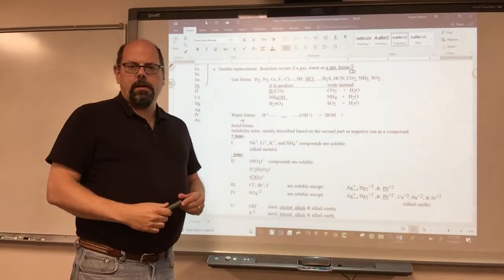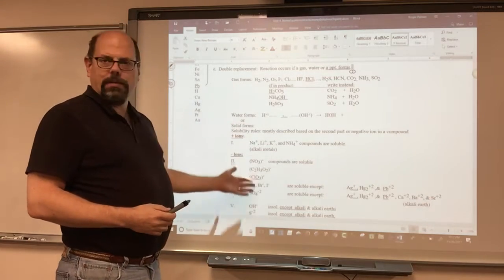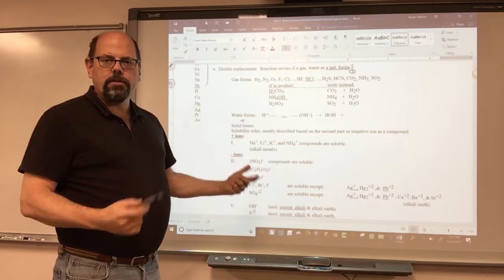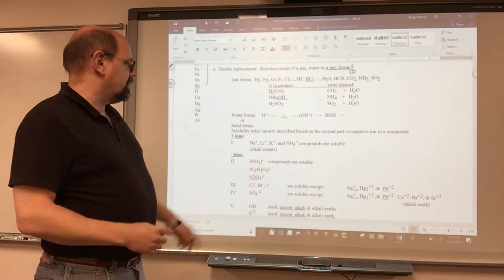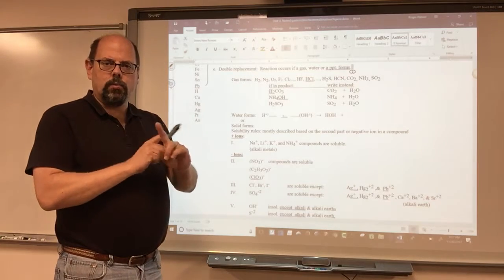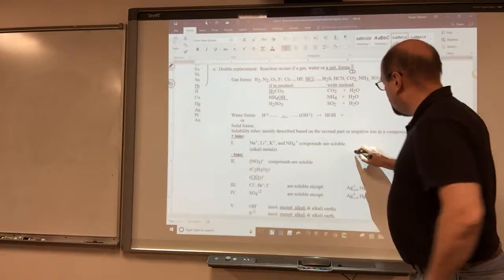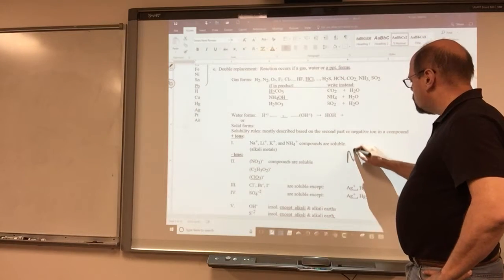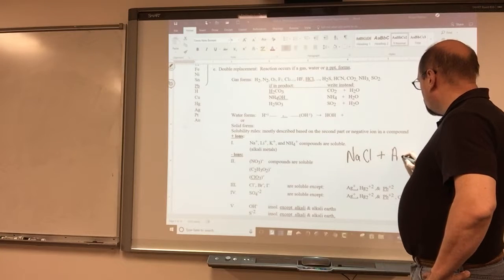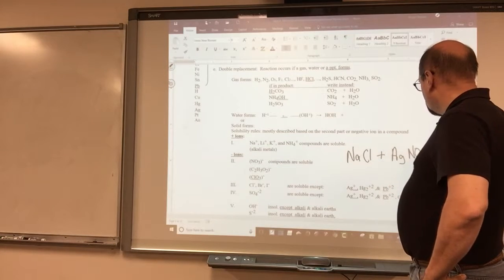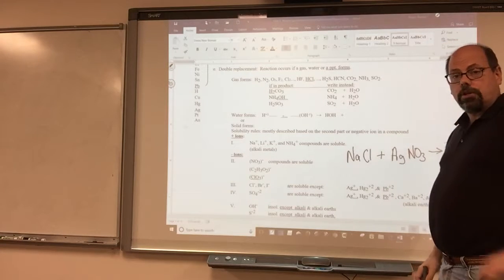Now, the double replacement is easy in terms of changing partners when you write out a reaction, but it's not so easy to figure out if it's occurred, if there's a reason why it should happen. So the first thing you can do with double replacement is just do a metal to metal switch, or the first part of the compound switch. So if I were to take something like, let's take sodium chloride, and let's add it with silver nitrate. We want to know, will that reaction occur?